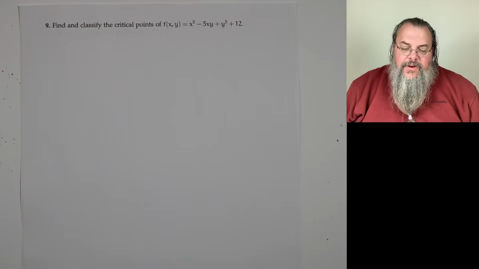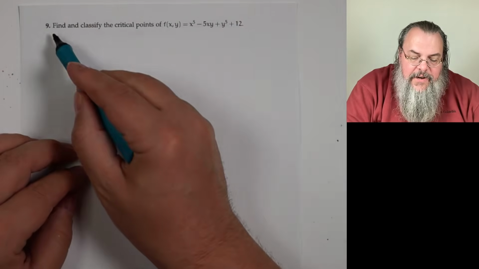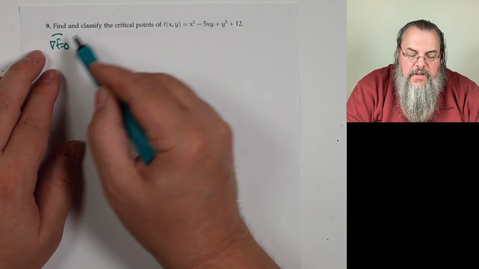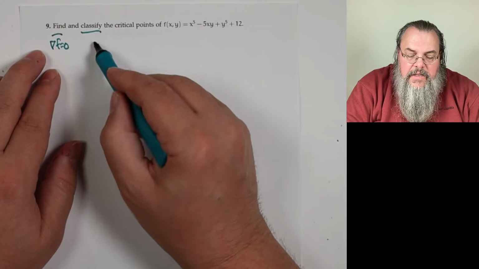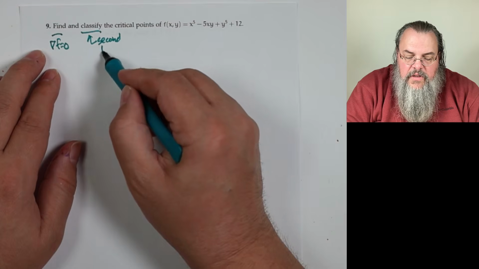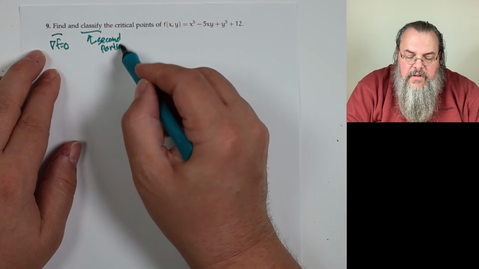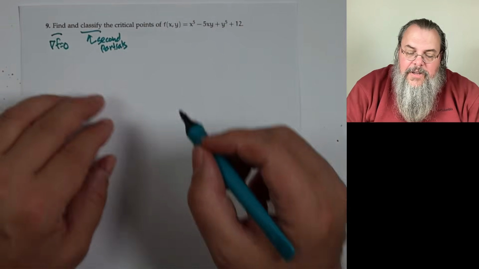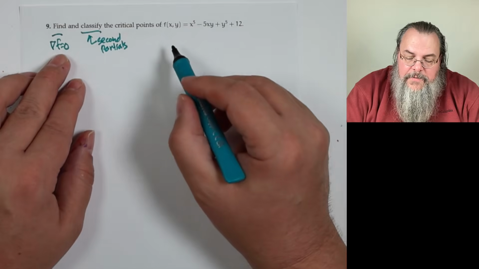And say, okay, so there's 2 stages. There's the find stage, and that's where you set the gradient equal to 0. The classify stage, this is where you use the second partials test. It's like the second derivative test, but for multivariable functions. And, okay, so let's start. Gradient of f equals 0.